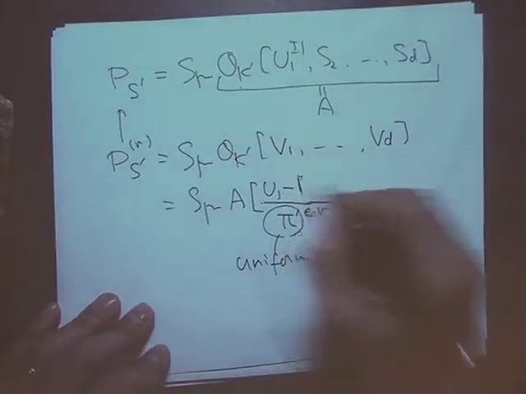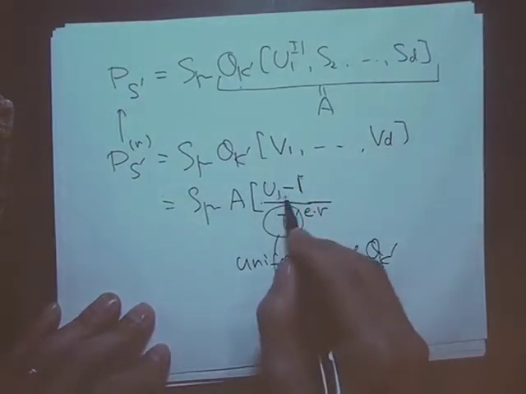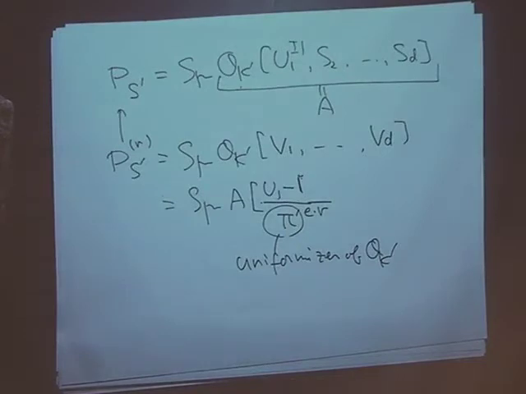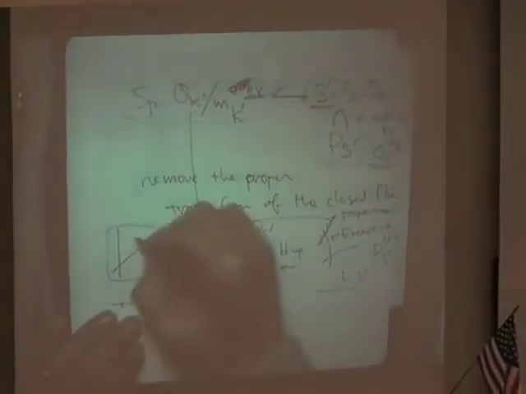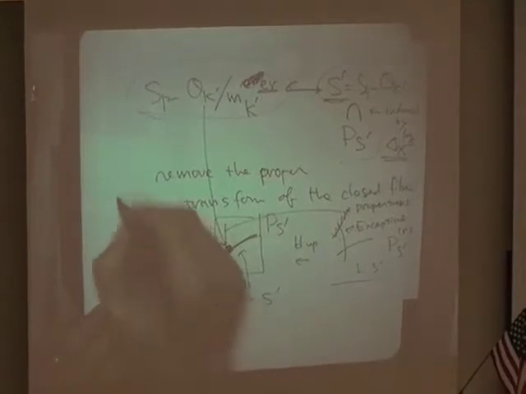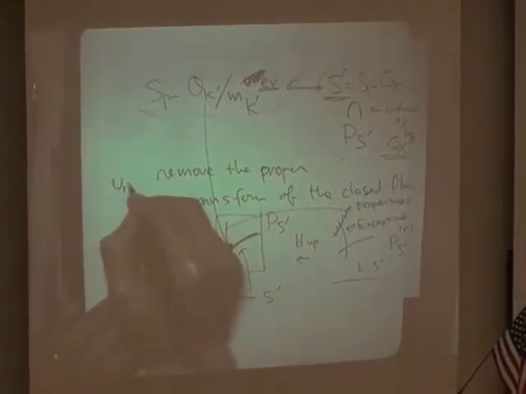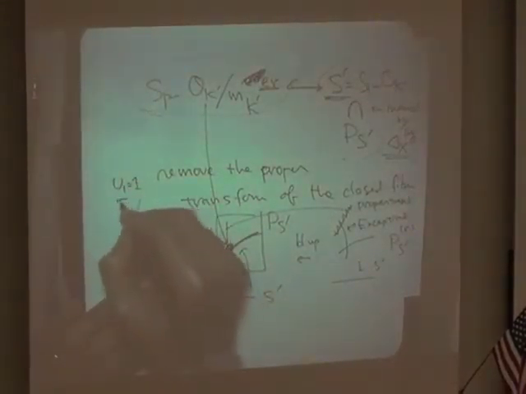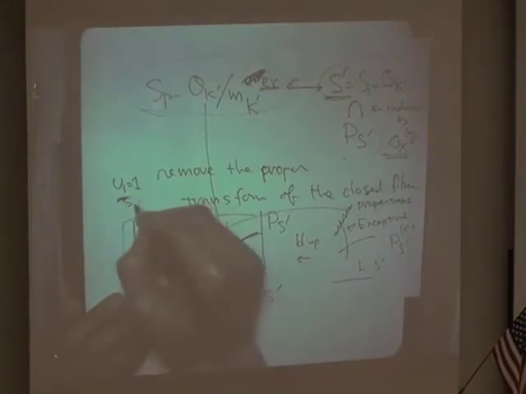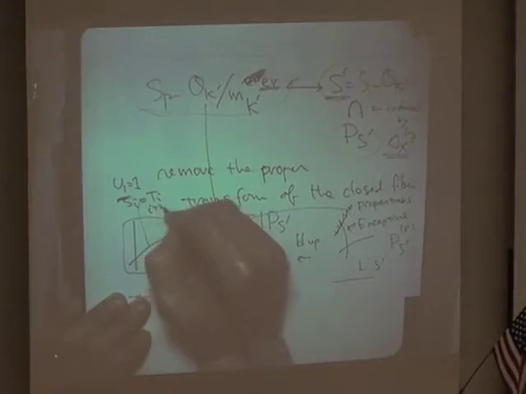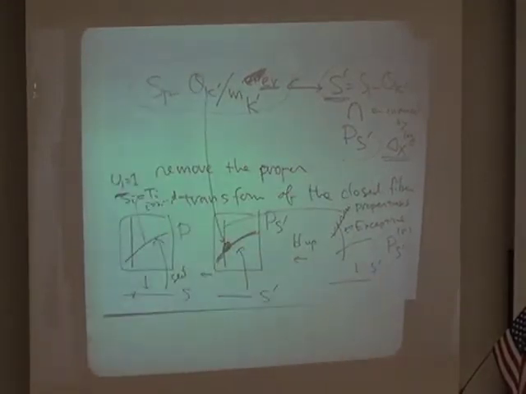Maybe it's better to say that. So here, this section is defined by the equation u1 equal 1, and si equal to ti for i from 2 through d.